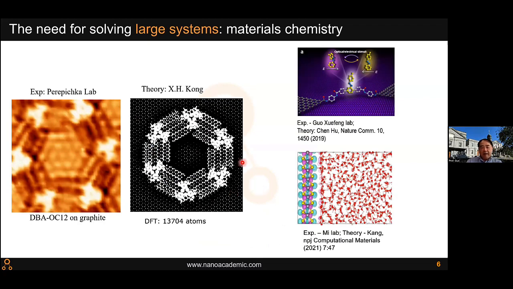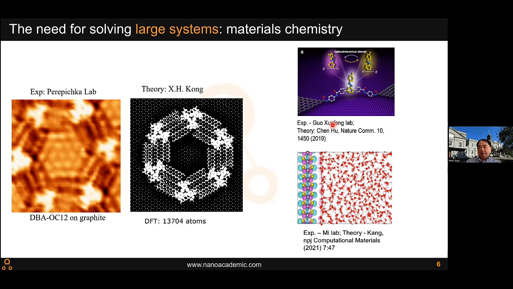And this is chemistry. My colleague Prepechika's lab studies surface chemistry, depositing certain molecules on graphite. And then the question is, what are these patterns? To model this, you'd have to solve problems from density functional theory with something like 13,000 atoms.